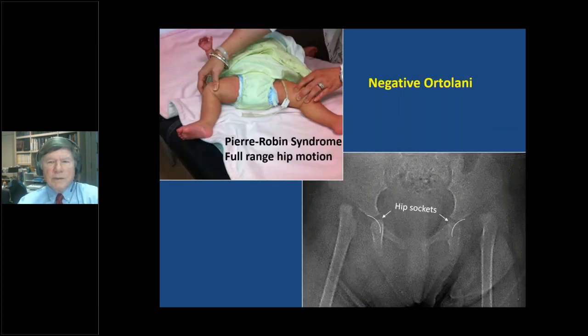Here's an example of a child with Pierre-Robin syndrome. That's the feeding tube, but otherwise the child is healthy and had a full range of motion. But you can see that both hips were dislocated. So we might not have found this if we hadn't been taking x-rays in general because this child had another syndrome. There was no sensation of reduction because the hips were completely dislocated.